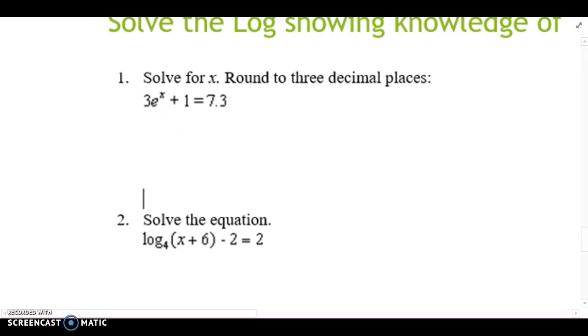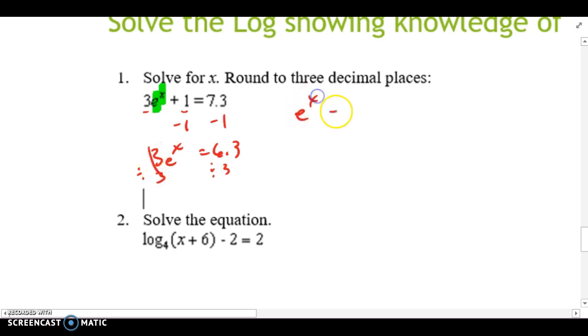So we have a base here. I'm going to highlight it. This is a base, and I know it's a base because it has an exponent. That exponent is a variable, so that means we have to get rid of these first before we do anything. So we got to get rid of the 1. So we have 3e to the x, those cancel, 6.3. Then we have to divide off the 3. Okay? Those are going to cancel, so I'm left with e to the x is equal to 2.1.